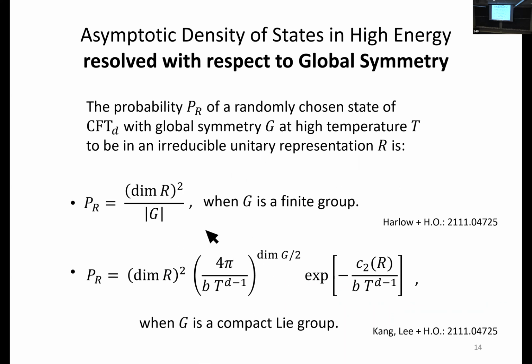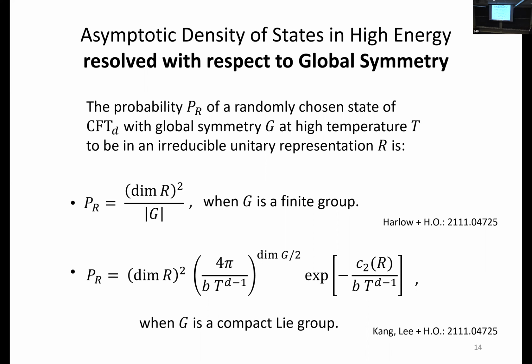So that's our result. Suppose you have a discrete symmetry group G, and suppose you consider a high temperature state and pick some state randomly. The probability that that state is in this particular representation R is proportional to the square of the dimension.